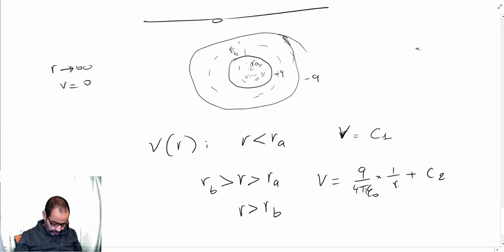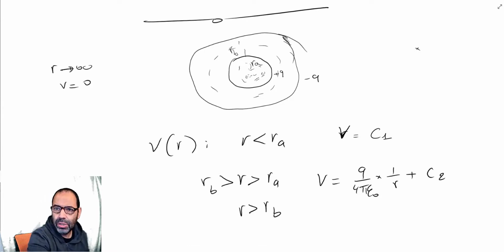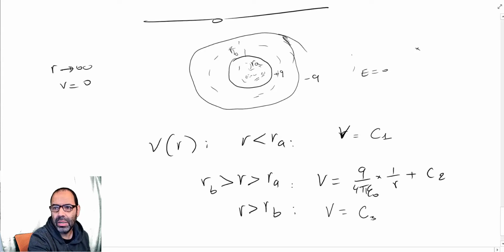So the last thing in here is the potential outside. The potential outside also is going to be a constant because, if I do a Gaussian surface in here, the charge enclosed is 0 because positive Q and negative Q is 0, so E is 0 in here. Since E is 0, the integral of 0 is another constant, which I'm going to call constant C, or C3 if you like, it doesn't matter.